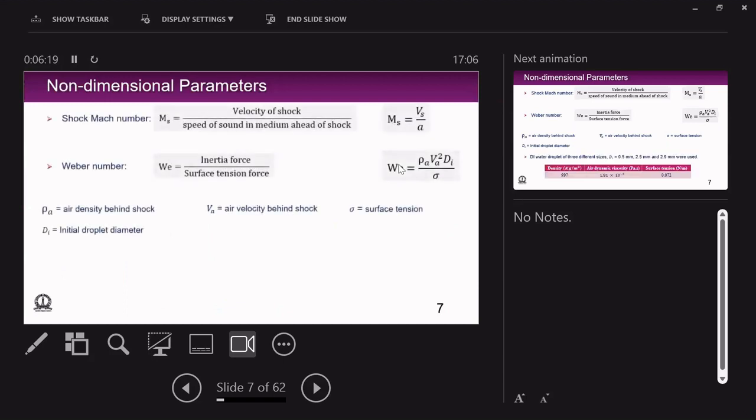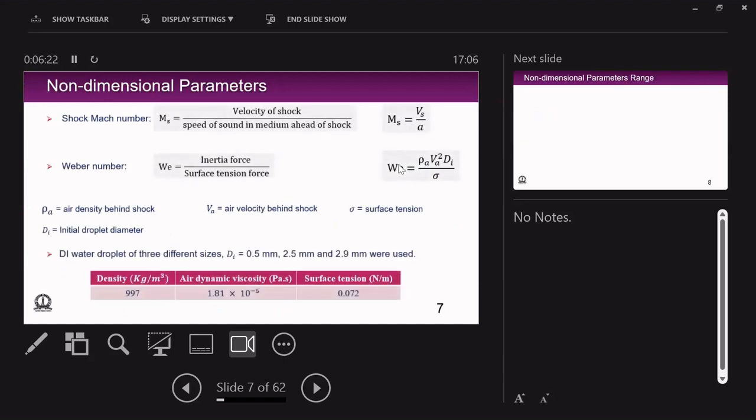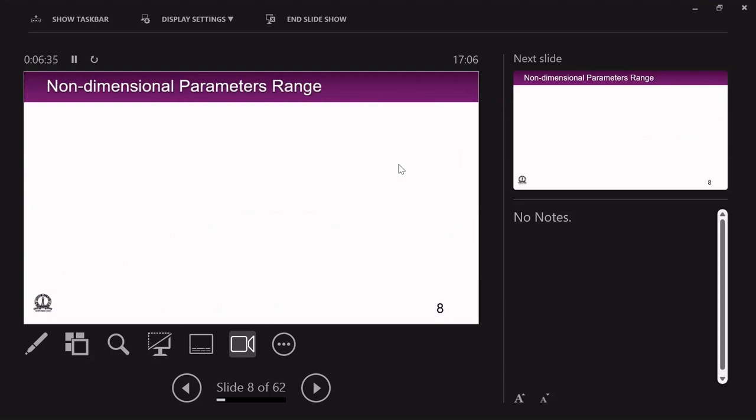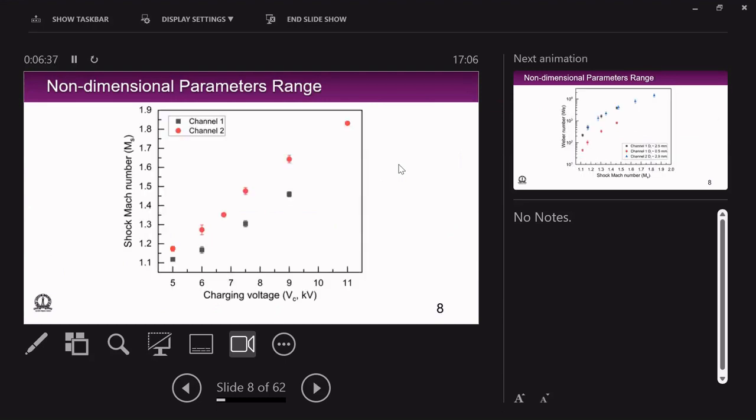So let's look at the parameters. Essentially, the shock Mach number is important, and the Weber number is important. We tried water of different sizes, from 500 micron all the way up to about 3 mm in size. In terms of shock Mach number, by changing the charging voltage, we went up to a shock Mach number of about 2. You can go higher, the facility can go higher, but we did not try. We didn't want to invite an explosion of any sort.